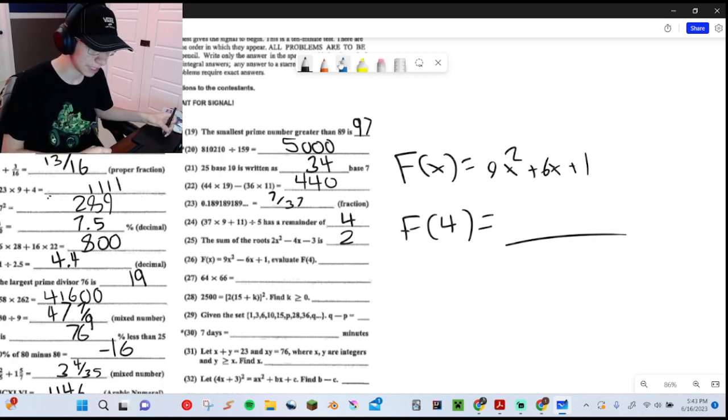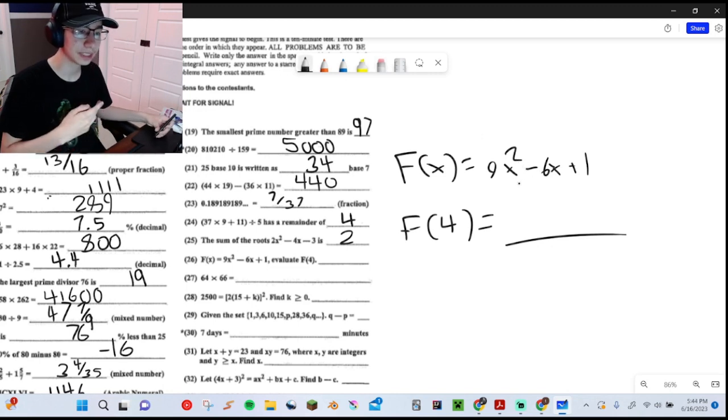Oh wait, this is a minus. Fix that. But we don't want to just directly substitute it in. We want to look for a shortcut. And the shortcut is in recognizing that this term right here is a perfect square trinomial.